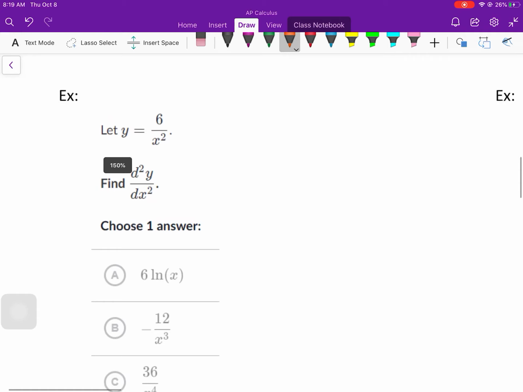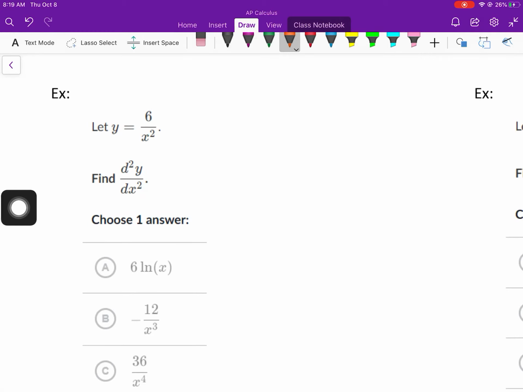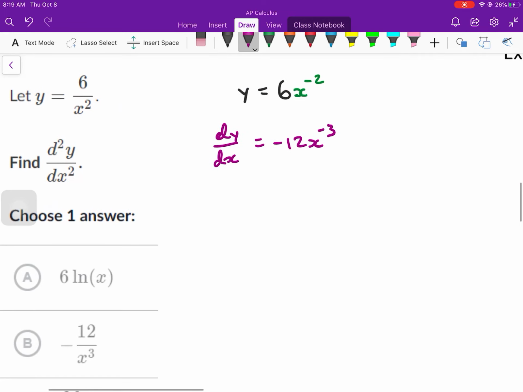Let's take a look at this one. So this one's pretty easy. Different notation though. So I'm going to rewrite the original function so that we can use the power rule. So I'm going to write this as 6 times x to the negative 2. Makes it a lot easier for us. So then when I do the first derivative, I'll just bring this over here. So when we do dy dx, it's just going to be negative 12 times x to the negative 3.